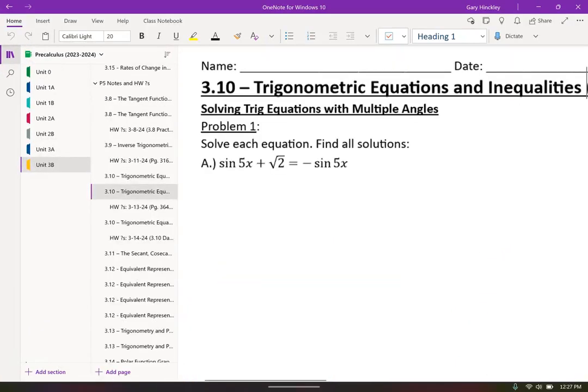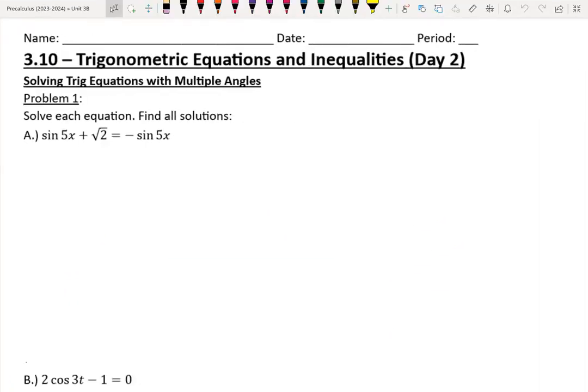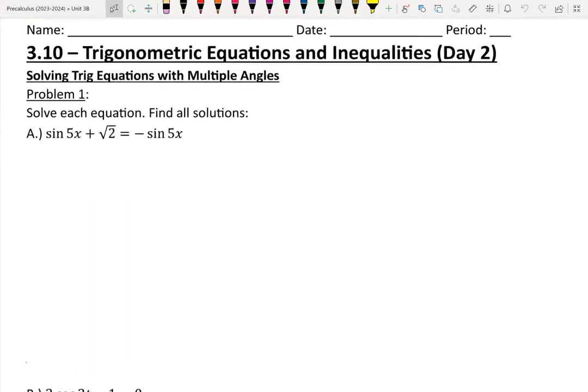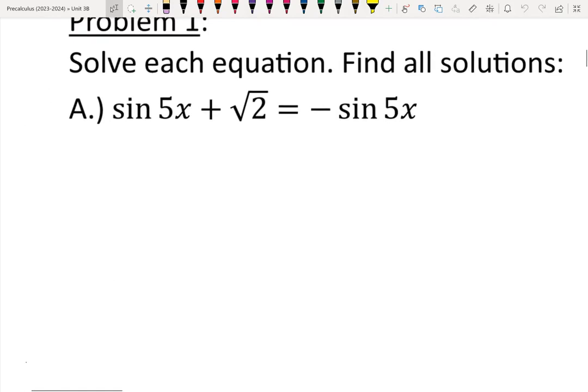So today we're going to expand on what we learned yesterday, and we're going to look at two different things. One, as we see in this first problem, what if we have something other than just x or theta inside of the trig function? In this case, we have sine of 5x. So how's that going to affect the problem?